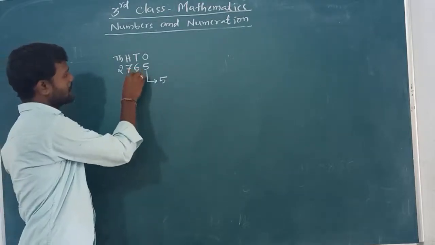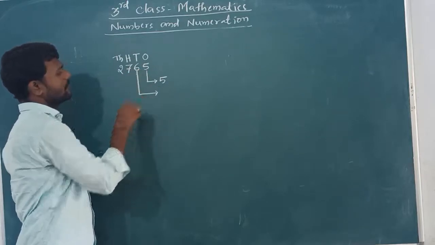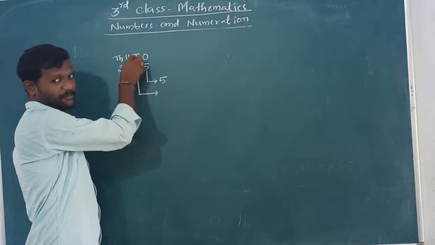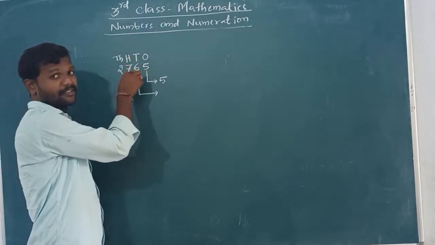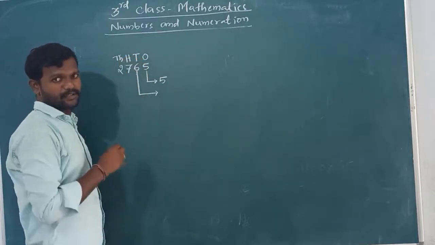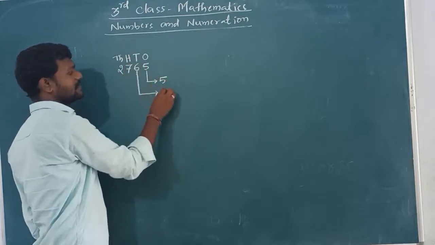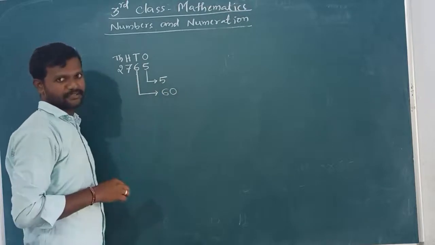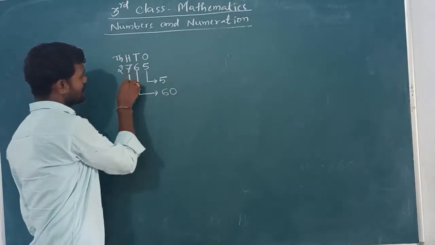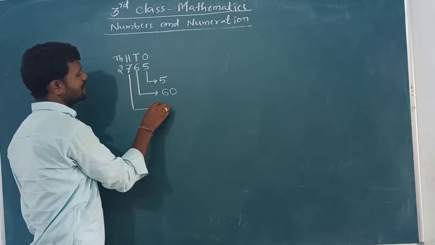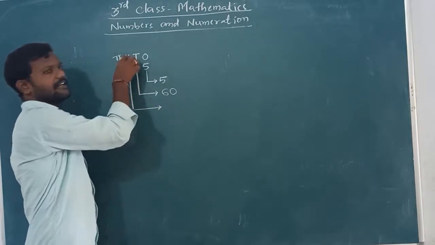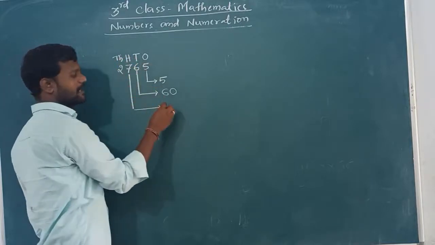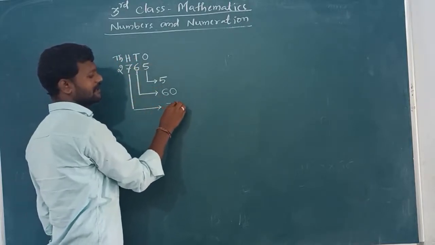Next, what is the place value of 6? 6 is in which place? Tens place. 6 is in tens place. So 6 tens are how much? 60. 60 is the place value of 6. Next, 7. 7 is in which place? 7 is in hundreds place. So what is the place value of 7? 7 hundreds.